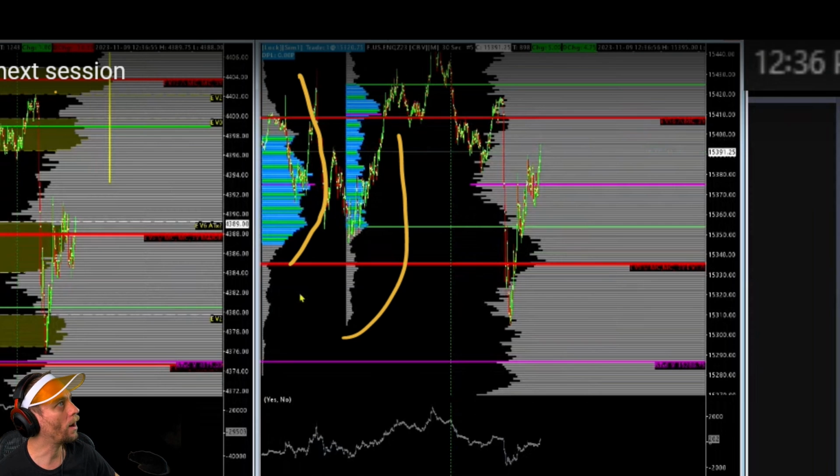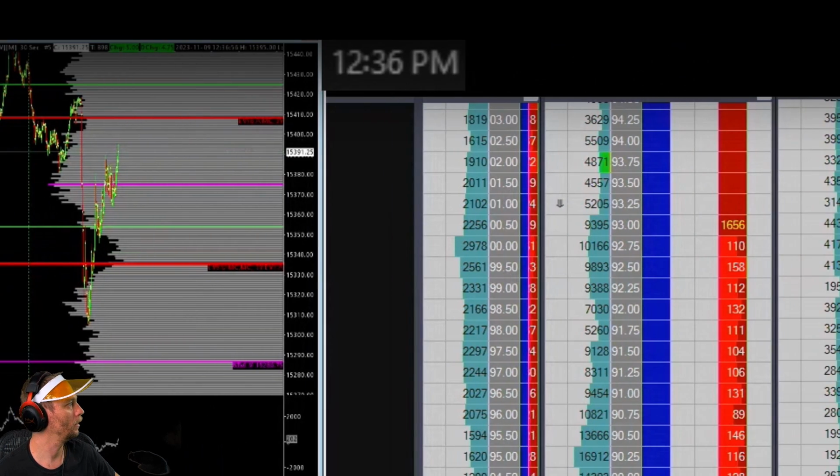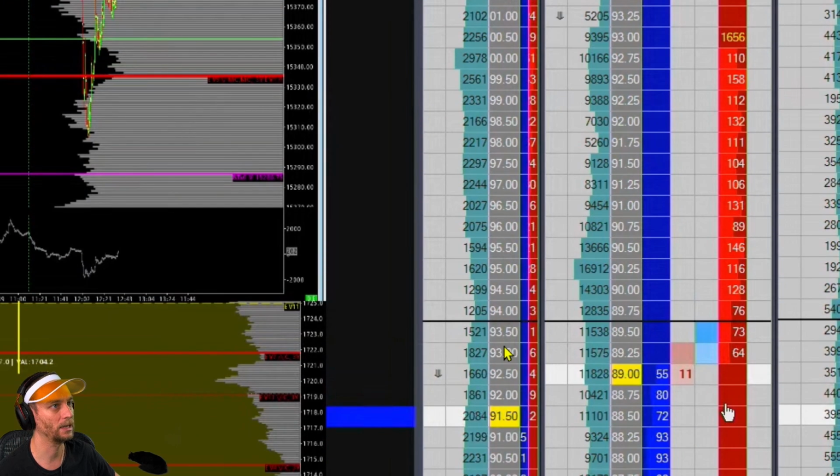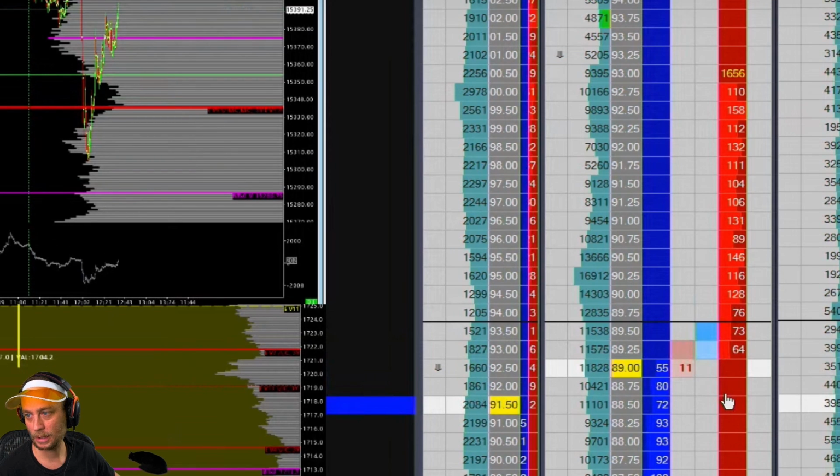I don't want to be trying to get short below this thing. See how there's a low node pocket here on A and we're wicking up into it? I want to be looking for a short right there. And I actually marked that on the DOM. So when I pan this over, you can see an arrow right here at 92.50. That is that low node. What do the arrows mean? Well, they mean all sorts of things.